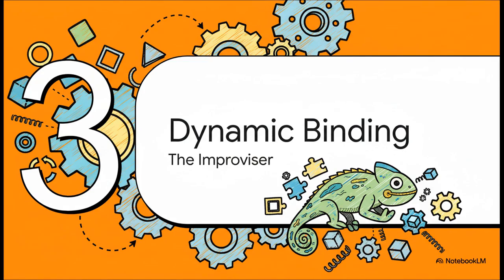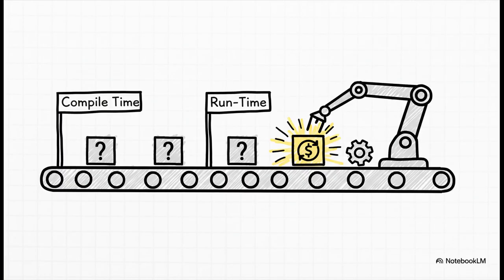Okay, so now let's flip the coin and look at the other side: dynamic binding. This is our improviser, the flexible kit of parts. The improviser's motto is basically, why decide now what I can figure out later?